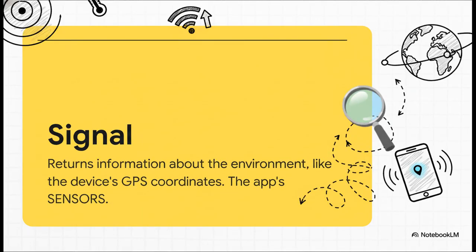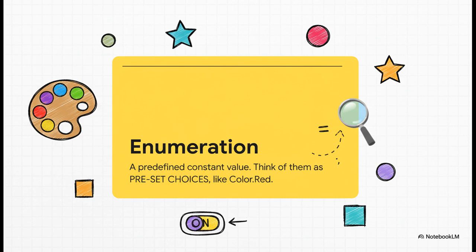Next up, we've got signals. The best way to think about these is like your app's built-in sensors. They are constantly aware of the environment around them. They don't need you to give them any input, they just report back what they sense. For example, the location signal can tell you the device's exact GPS coordinates. Pretty cool, huh?